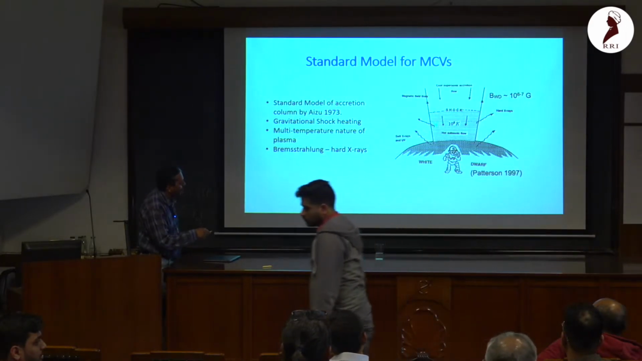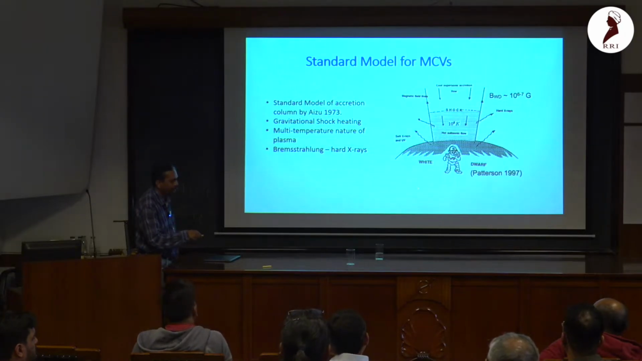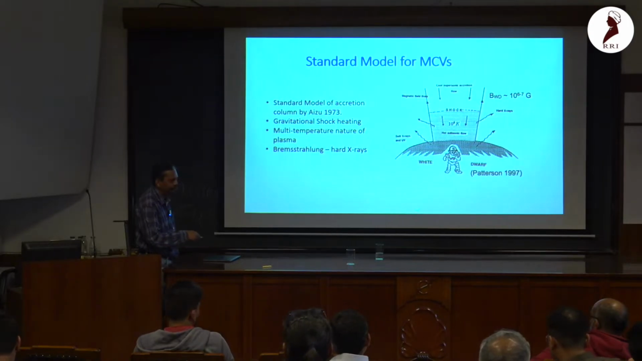This is what is called the accretion column. The accretion disk will be somewhere here, around the white dwarf. In terms of polar, there is no accretion disk. In terms of intermediate polar, it will be somewhere here. So is there some sudden change in density or something there? Sudden change in the velocity.